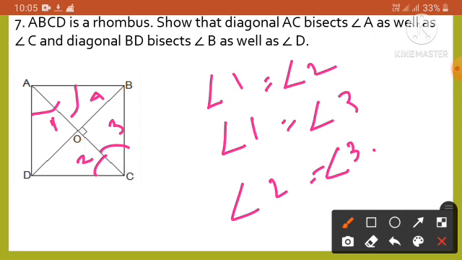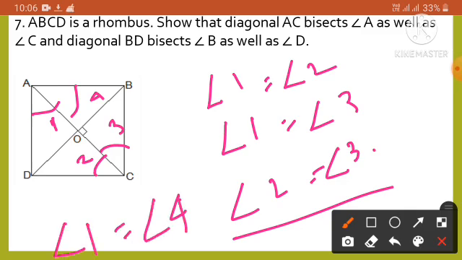Now since AB is parallel to DC and AC is the transversal here, we can say that angle 2 equals angle 4, because they are alternate interior angles. So we have angle 1 equal to angle 4 also. So AC bisects angle C as well as angle A here. Similarly, we can prove that BD bisects angle B as well as angle D.